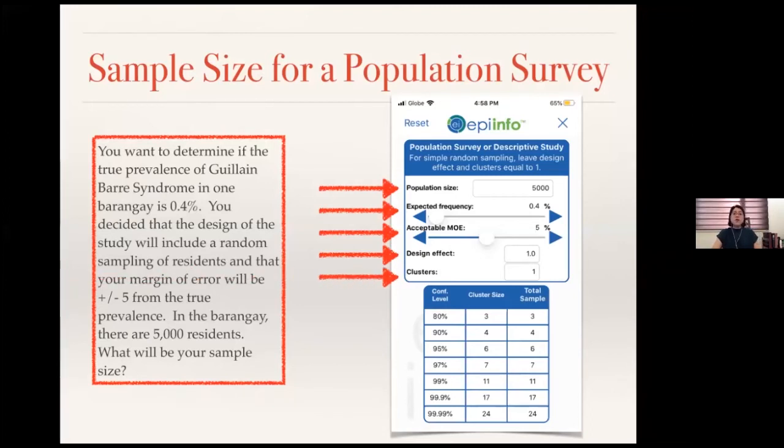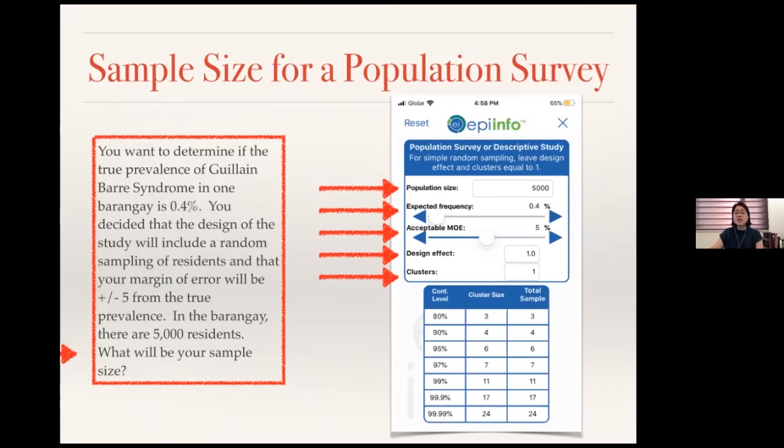Now, what are clusters? Clusters is different groups where you're going to get, no? So in this example, we want to get from one barangay as a whole. No? So you have only one cluster. So why do we say that design effect and cluster is equal to 1 if you have simple random sampling? Because in simple random sampling, you already take the whole as the population. No? So you only have one cluster, one big group. So then the design effect is also 1 because you also use random sampling. No? So then it's left as 1.